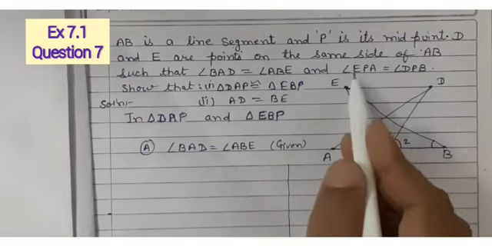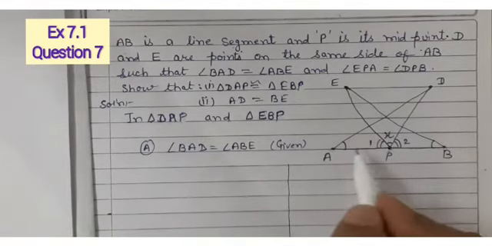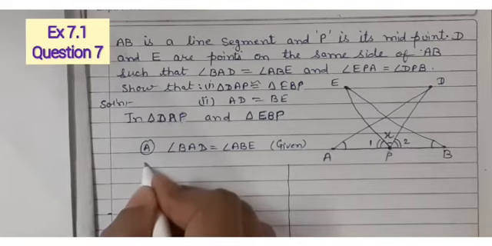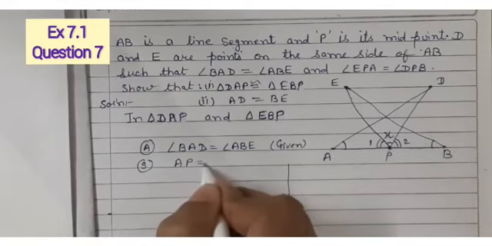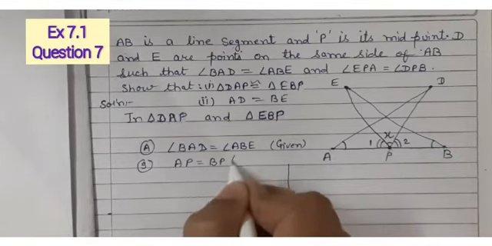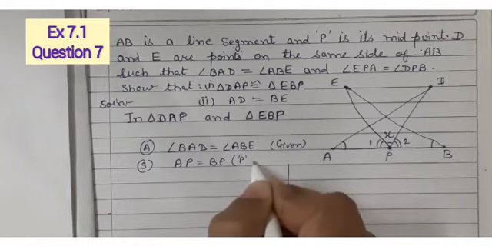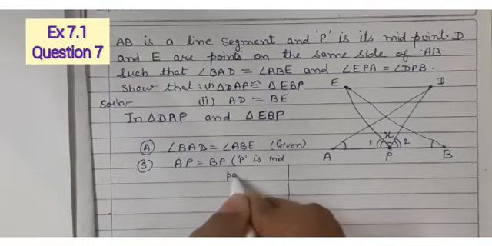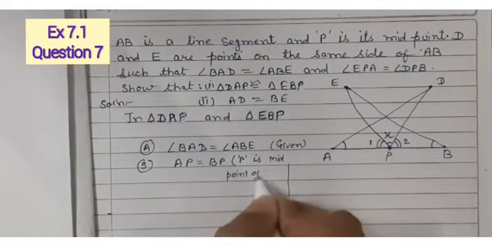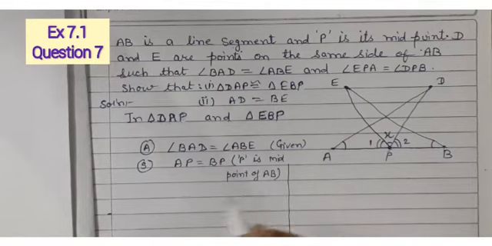Now, what is given here second? P is midpoint, no? Side AP equal to BP. P is midpoint of AB. Okay. Now one more thing I have to find out.